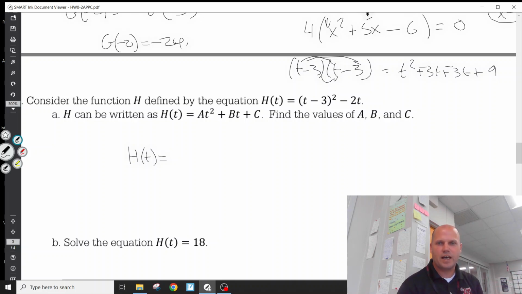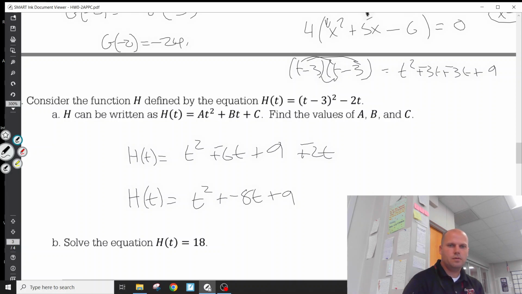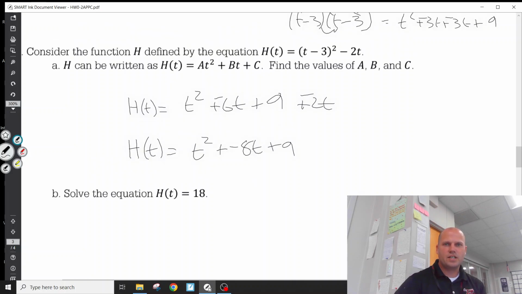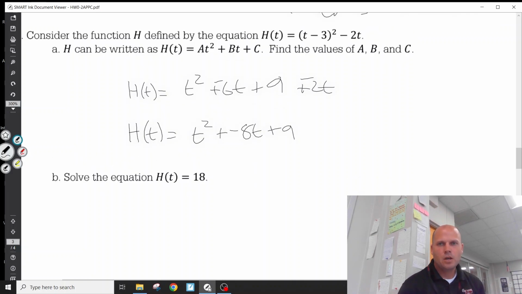You should understand, oh, I'm going to have a t squared. -3 plus -3 is -6. And then -3 times -3 is +9. I kind of showed you both. Good. And then we got a -2t. So I'm going to combine the -6t and the -2t so that I can get the a t squared plus bt plus c. Cool? Solve the equation h of t equals 18.